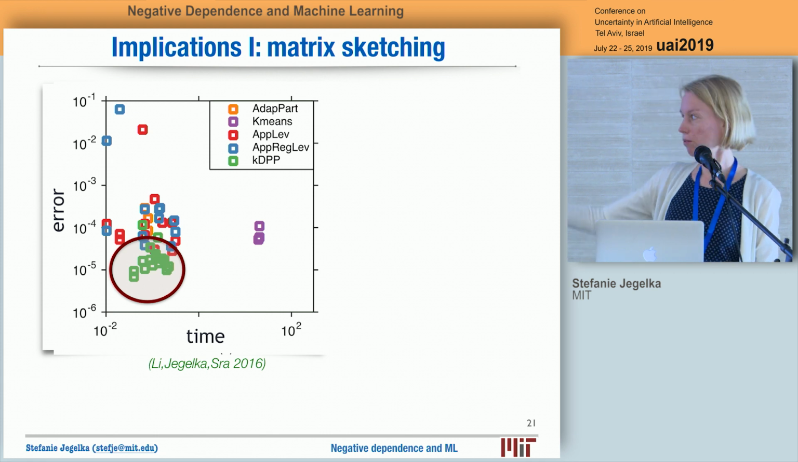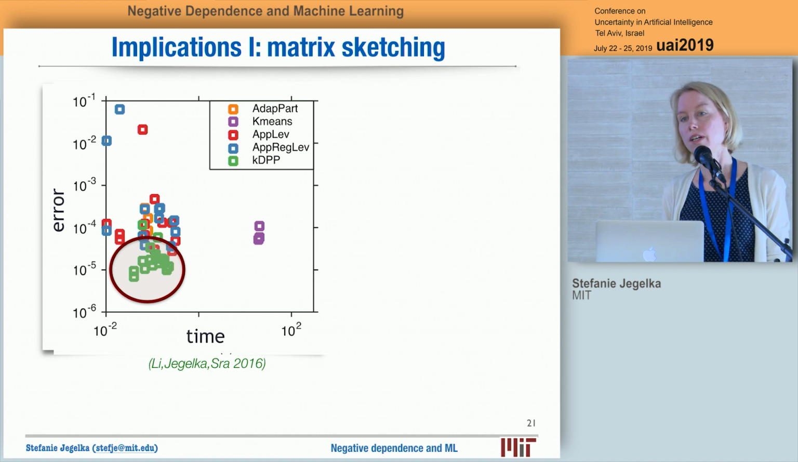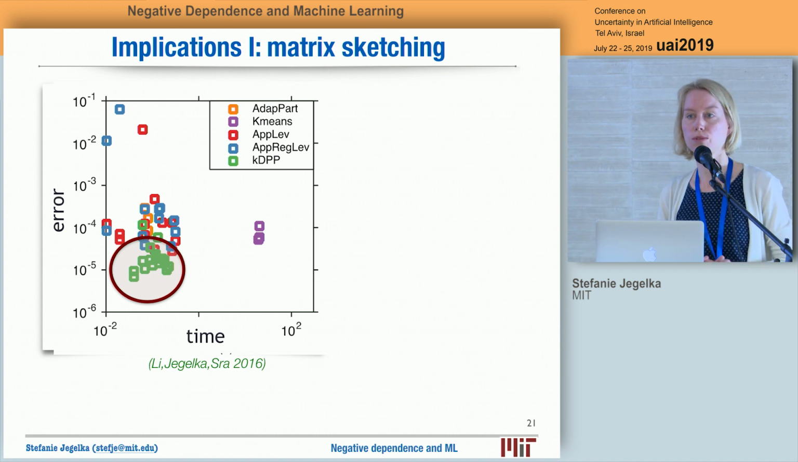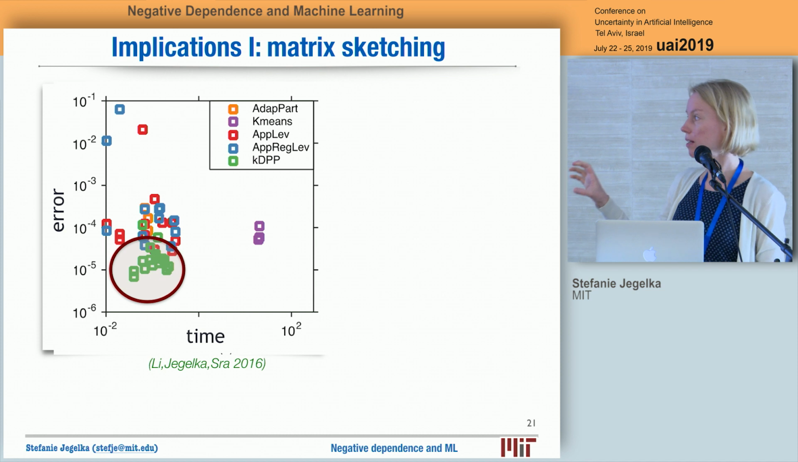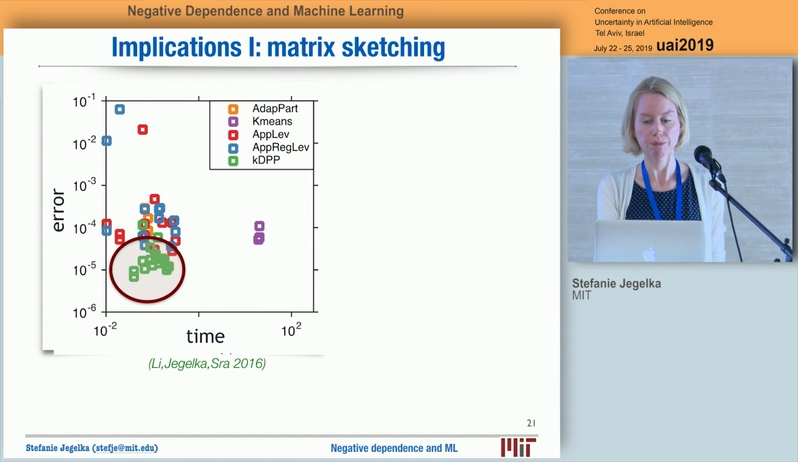And what you see is, what I put in a circle here, the green points are the ones sampled from a determinantal point process, and the other ones are other methods that have been used in the literature. And you see empirically it also works fairly well. And it is relatively fast because we used MCMC to sample from those.